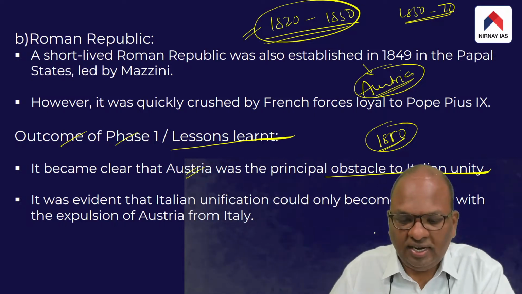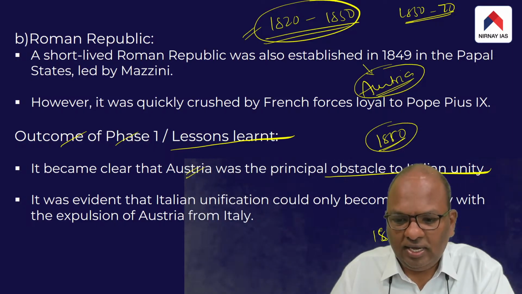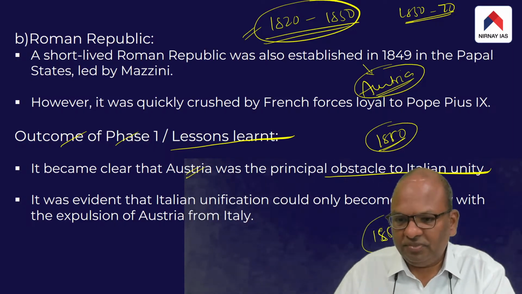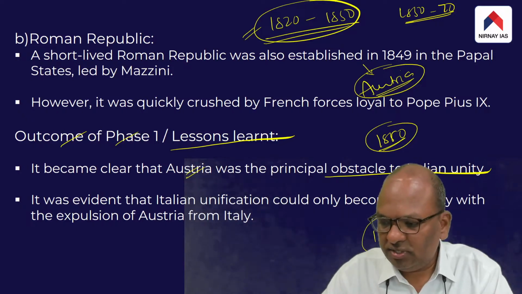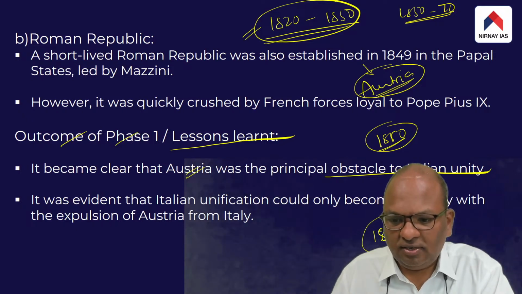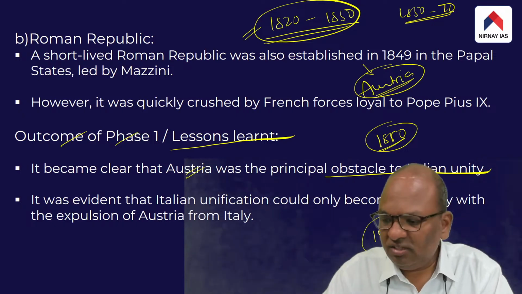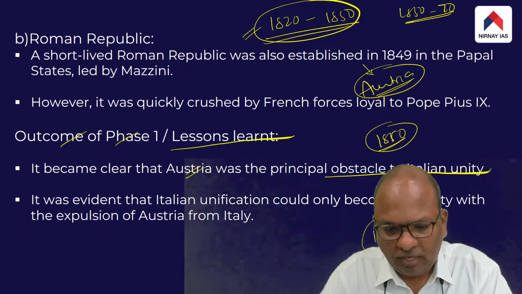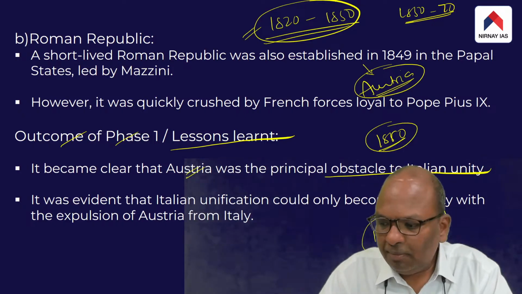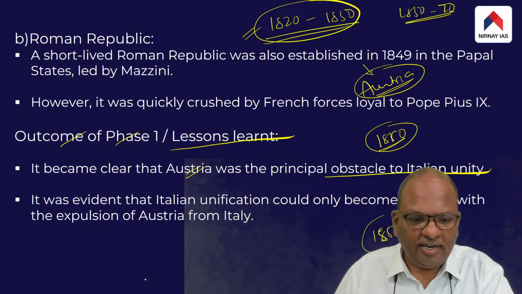So it was from 1850 to 1870 that the second phase of Italian unification was carried out. It was in this phase that finally Italian unification became a reality. Okay, so that's about the first phase of Italian unification.